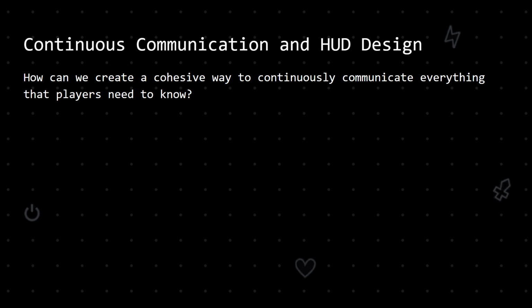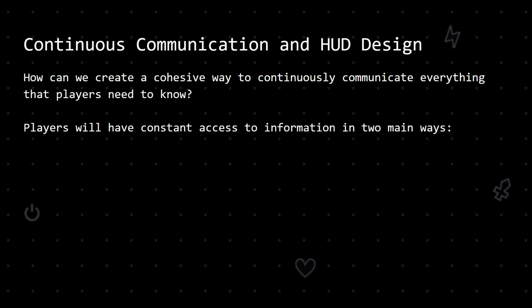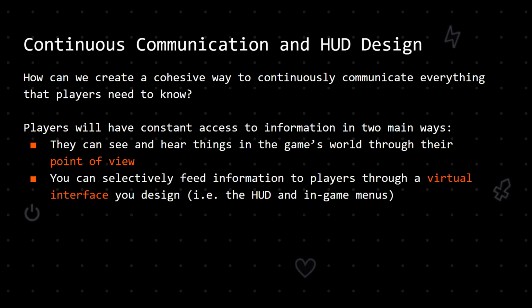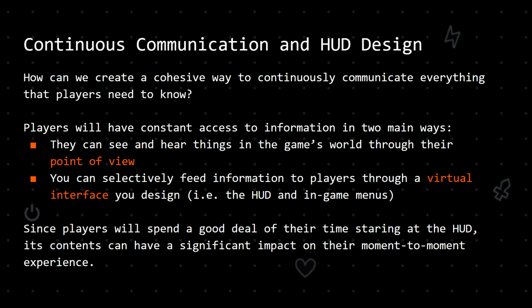Players will have constant access to information in 2 main ways. First, they can hear and see things in the game's world through their point of view. Second, you can selectively feed information to players through a virtual interface you design. In other words, a HUD and in-game menus. Depending on the game and the situational context, players' informational needs will change and our design must adapt accordingly.